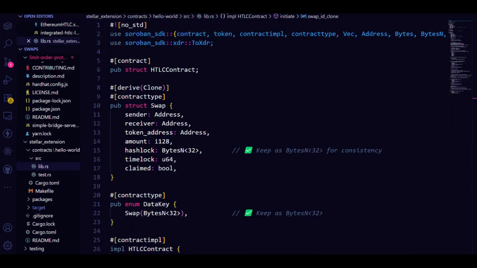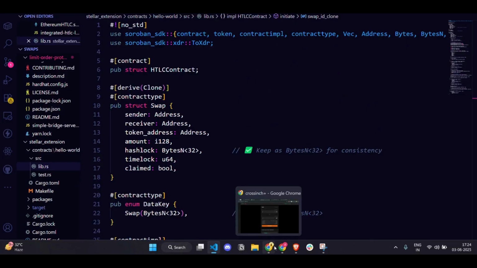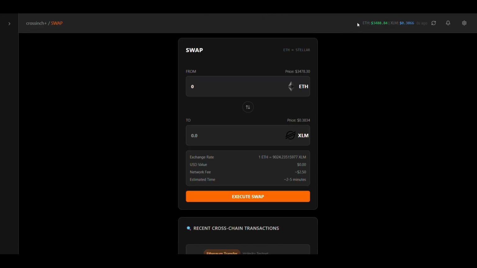So we are fetching live prices of Ethereum and Stellar, as you can see here. It's 3476.75 and 0.3832. These are live prices of Ethereum and XLM. Let's execute the swap. Now, let me show you how the backend works.